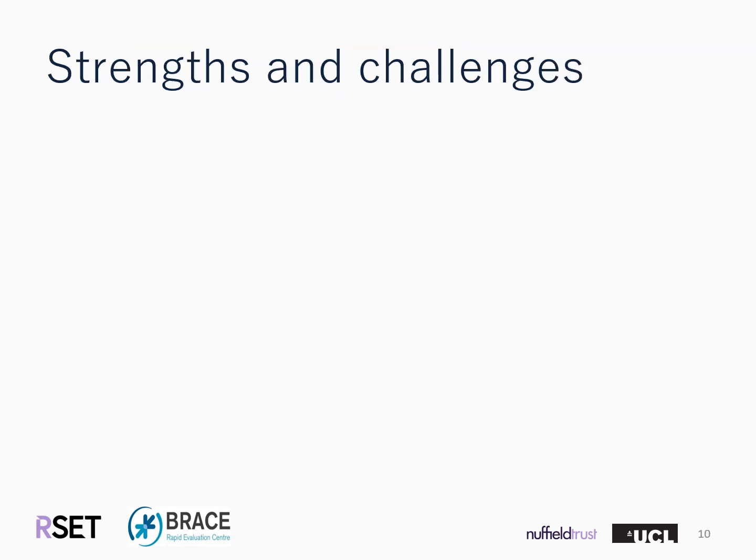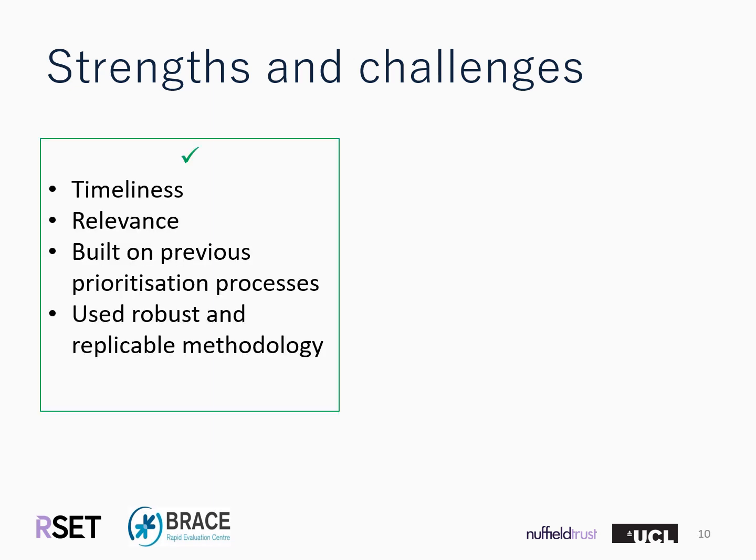So in the last few slides, I've described the process that we went through to prioritise these innovations and also the key findings from the process. But I just wanted to spend a couple of minutes reflecting on what worked well and what the challenges were of this process as well. So to start with the strengths, we conducted a rapid prioritisation process, and this had the strength of being timely. It was important to find out what social care innovations were prioritised as being those that should be evaluated in a timely way, and this rapid process really enabled us to do that.